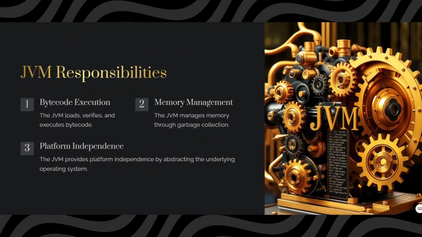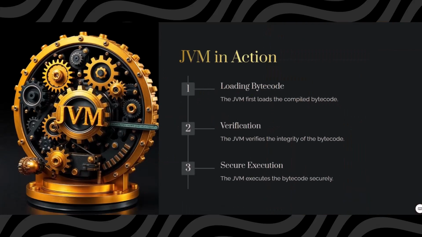The JVM is responsible for three key tasks: loading, verifying, and executing bytecodes. It manages memory through garbage collection and provides platform independence by abstracting the underlying operating system. When you run a Java program, the JVM first loads the compiled bytecode, verifies its integrity, and executes it securely.